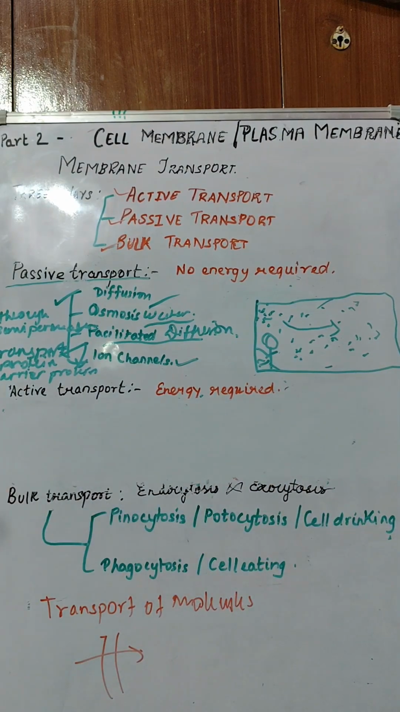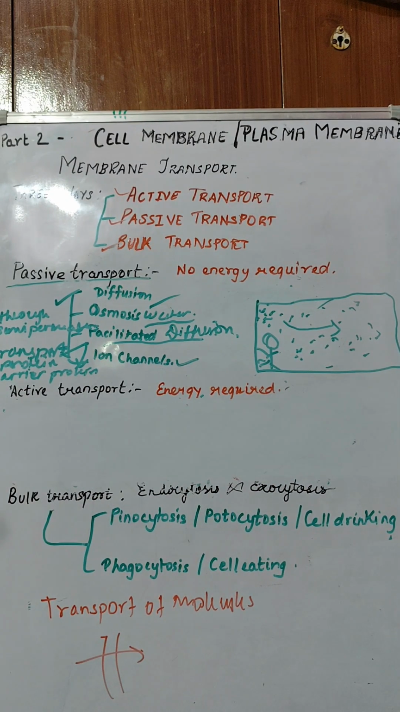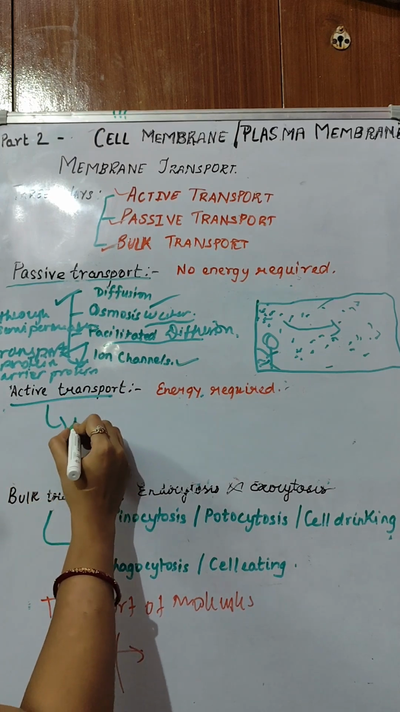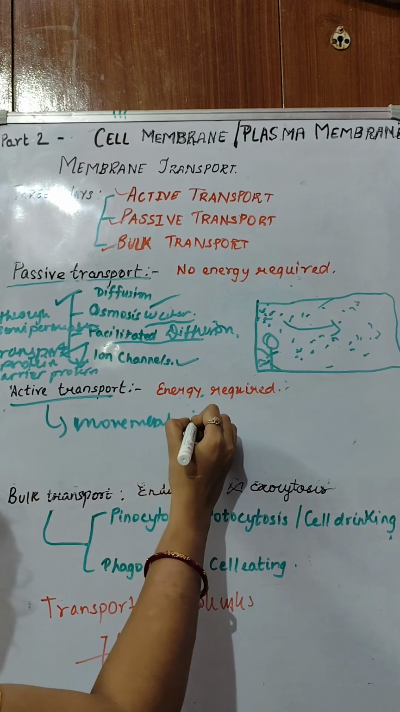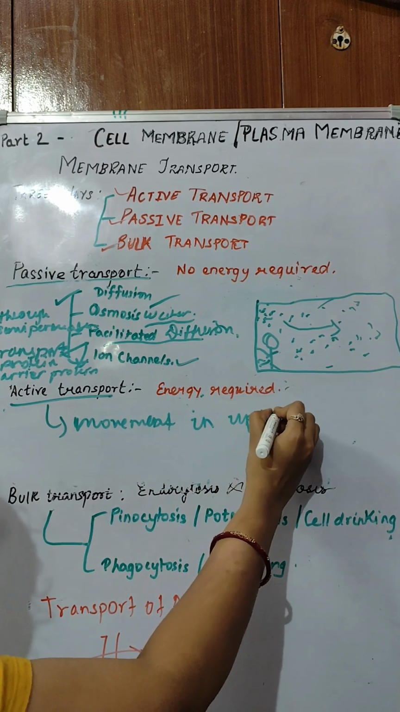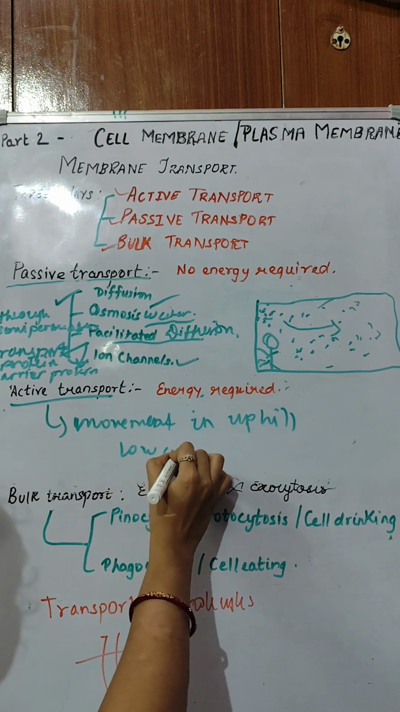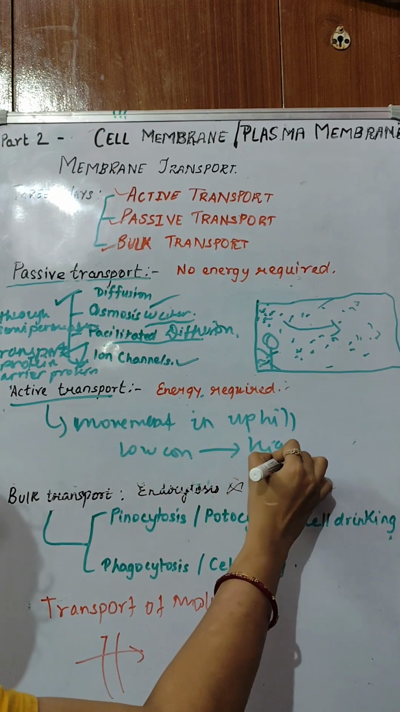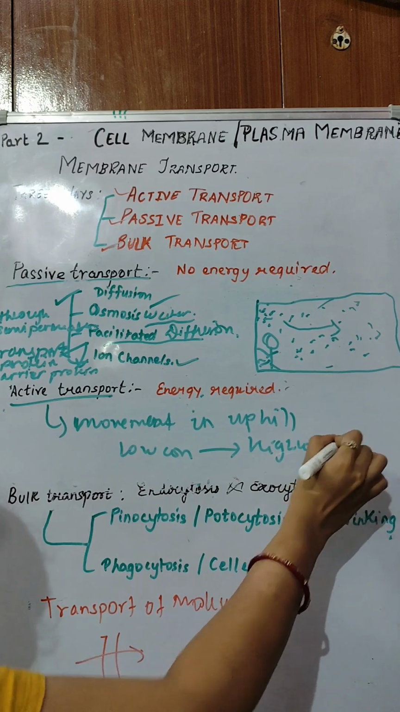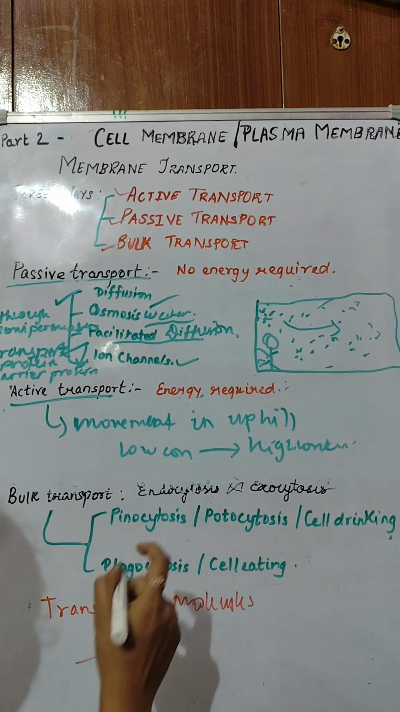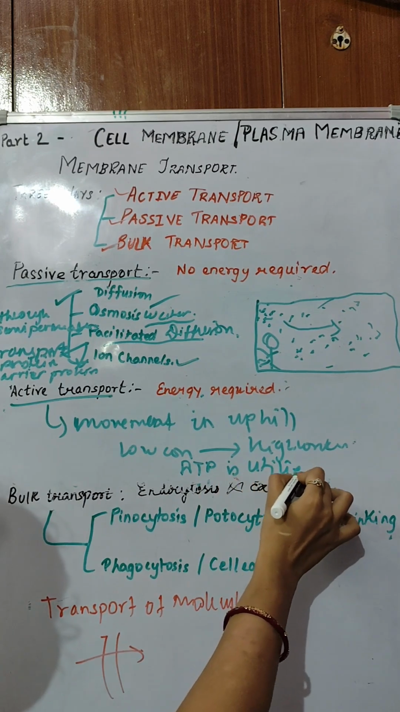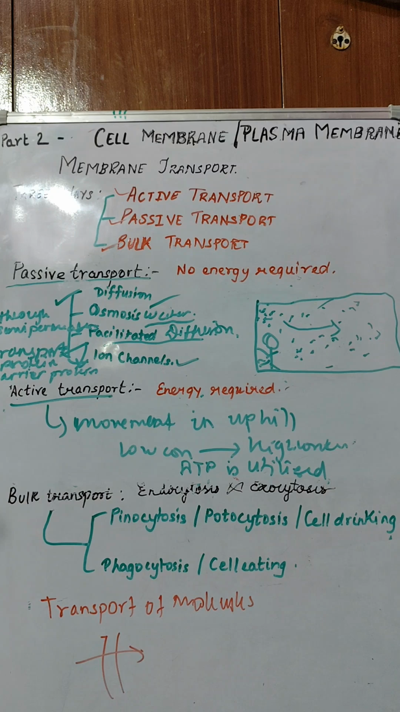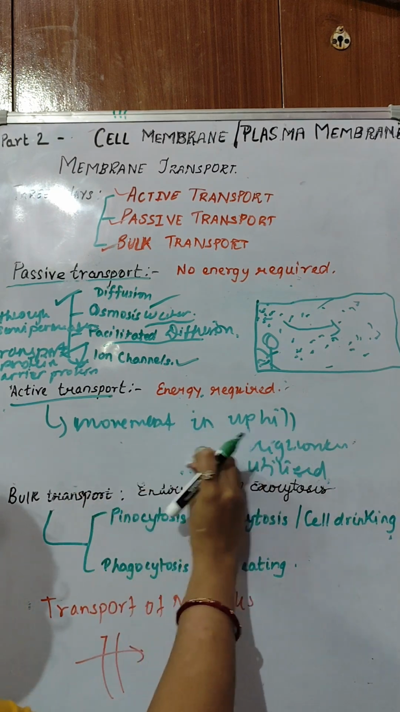So this was passive transport. Next is active transport. Now active transport, as I told you, is the movement of molecules in the uphill direction. Uphill means from lower concentration to higher concentration. So it will require hydrolysis of ATP. ATP hydrolysis is required. Now ATP is utilized and energy is required for this movement. Now the best example for this is the sodium potassium channel.